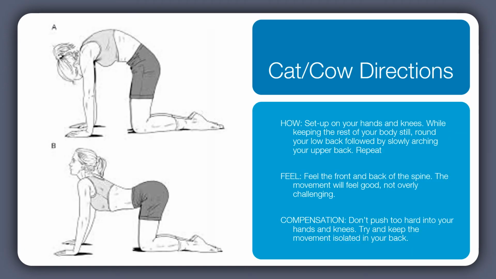So cat-cow directions, you're on all fours. Weight is distributed evenly between the hands and the feet. The spine is neutral. And then as you exhale, go ahead and round the low back, lifting the low back up towards the sky, tucking the chin in towards the chest. And then as you inhale, arch the spine, head comes up, and then moving back and forth through this or holding each of those positions.